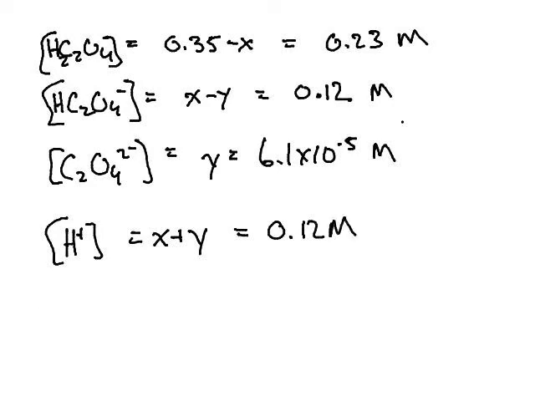And if you're asking to find what is the pH, I think it asked that. pH is the negative log of the hydrogen, so you take the negative log of 0.12, which would be a very low pH, 0.92.